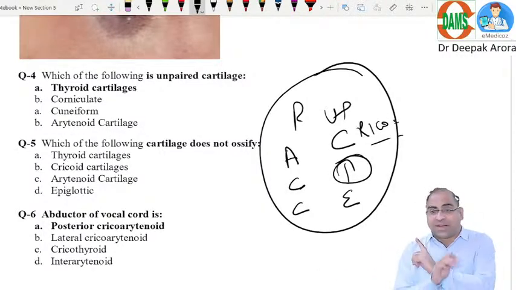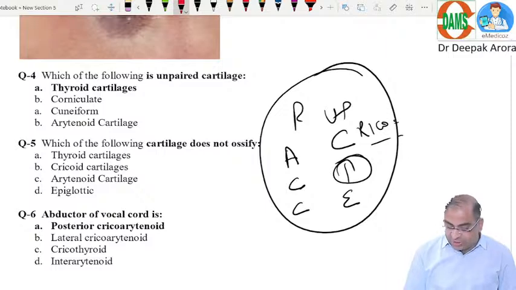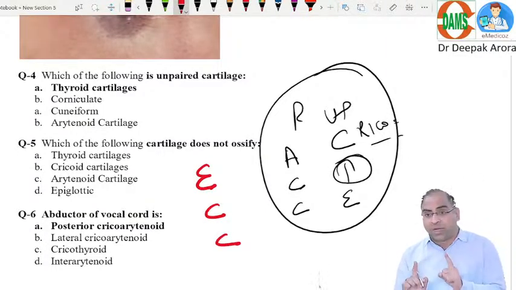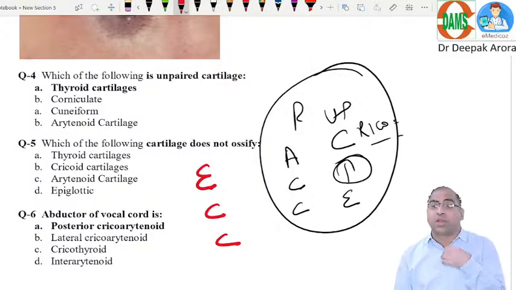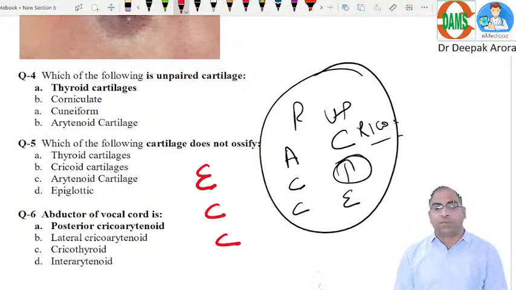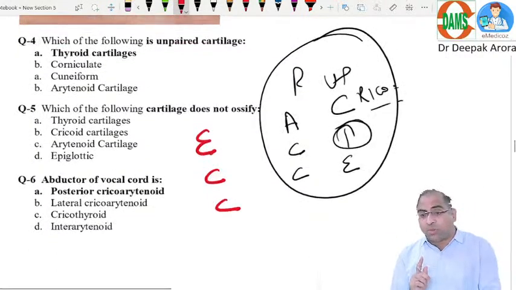All of the following cartilages ossify, except. Which 3 never ossify? Epiglottis, corniculate, cuneiform. Then the examiner can ask you all of the following are hyaline, except, and the answer is the same: epiglottis, corniculate, cuneiform.